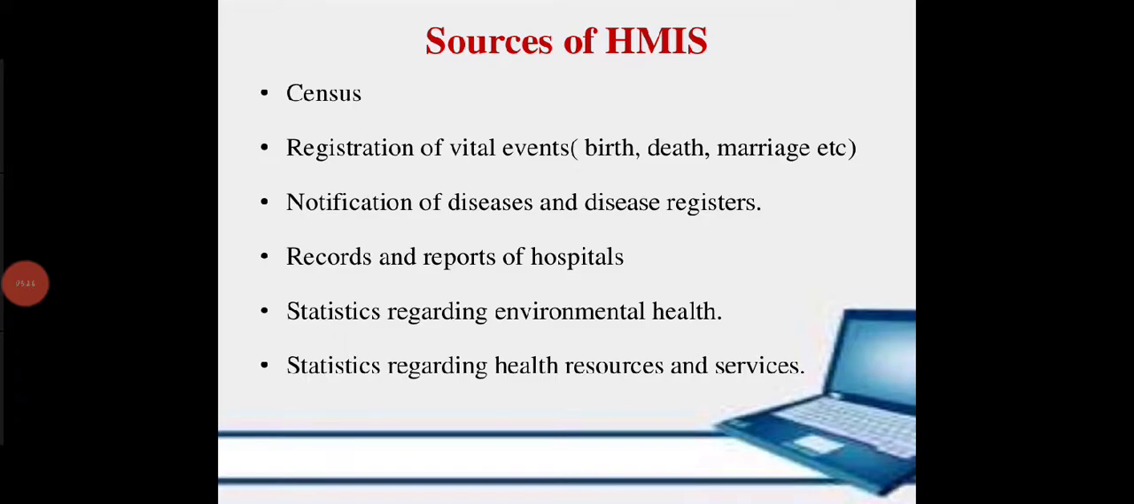What are the sources of health management information system? First is census. Every 10 years or annually there will be a census. From there you can get the information. Registration of vital events like birth, death, marriage, etc. Notification of disease and disease registers. Records and reports of hospitals. Statistics regarding environmental health, and statistics regarding health resources and services. So these are the main sources of MIS or HMIS.